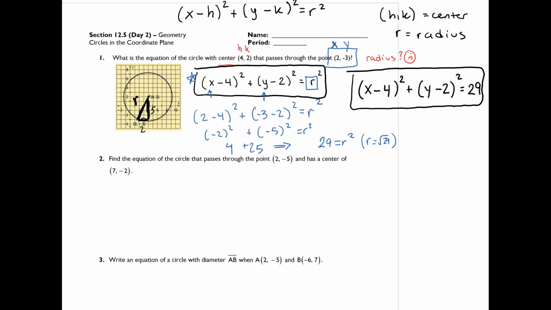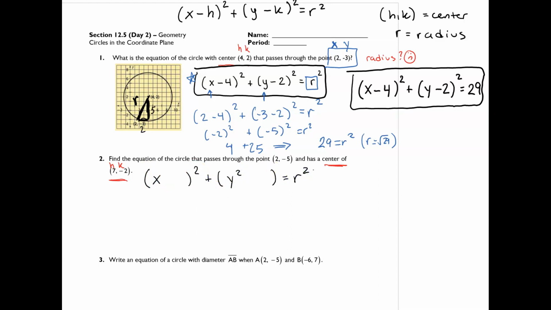About this problem, a little bit different than the first one. So looking at this, the center, what's different about this one? One of our numbers is negative. And I'm hoping that when you start making your equation, that you're careful with this.